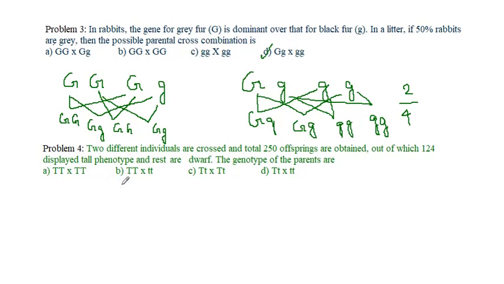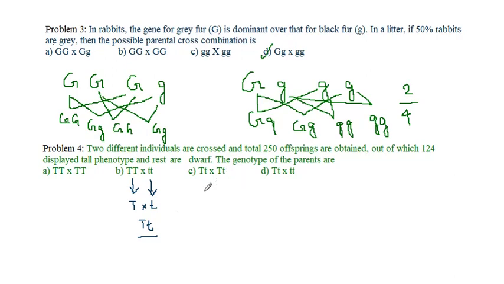Again option B, try to do it first yourself and then check the answer. Capital T is crossed with, or else you can just look at the option and say capital T and capital T will always give only one type of gamete, that is capital T, and small t will also give only one type of gamete, that is small t. Now when these two are crossed, we get capital T and small t. This means all the plants are tall in phenotype.